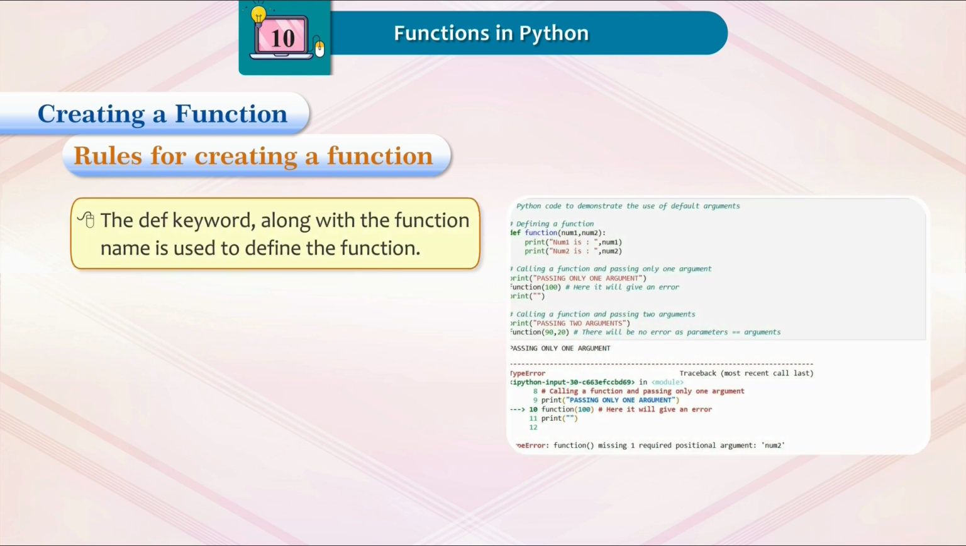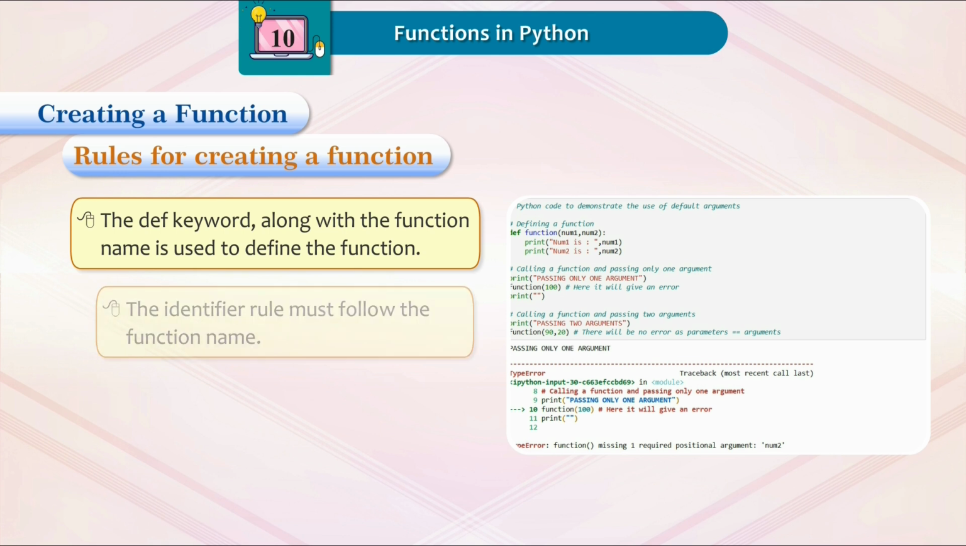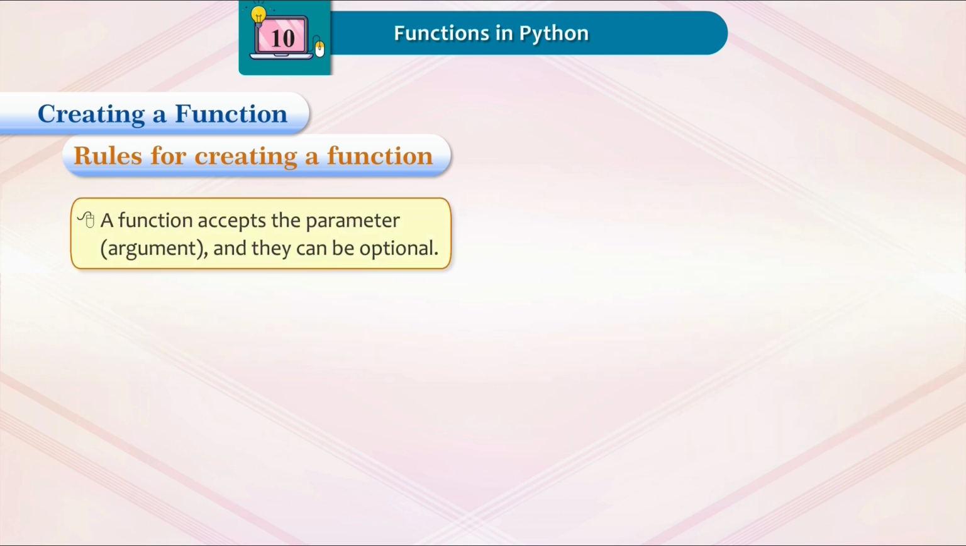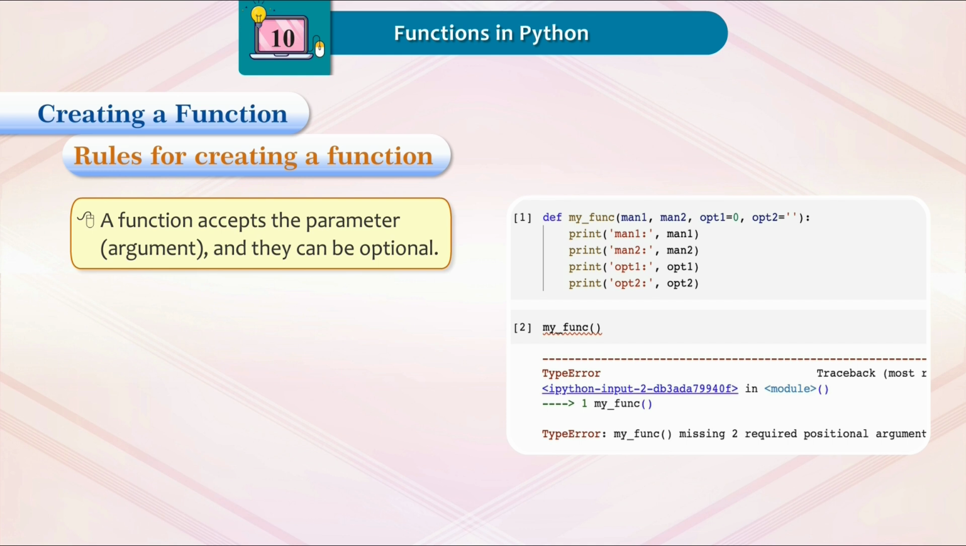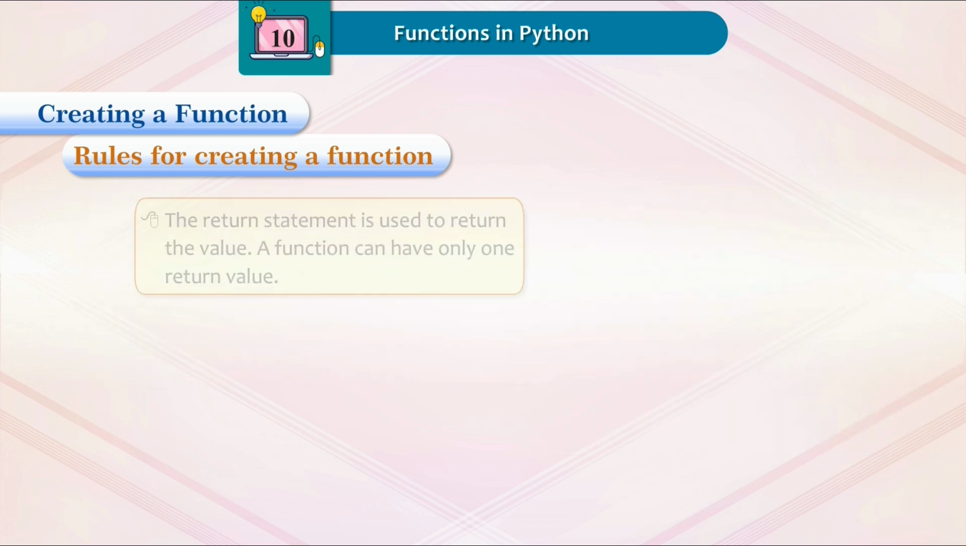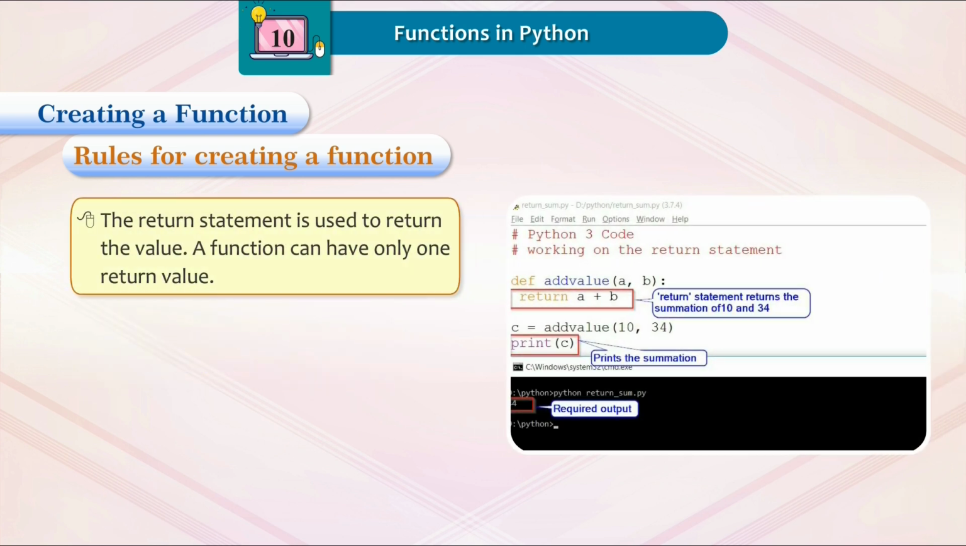Rules for creating a function. The def keyword along with the function name is used to define the function. The identifier rule must be followed by the function name. A function accepts parameters or arguments, and they can be optional. The function block is started with a colon, and block statements must be at the same indentation. The return statement is used to return the value. A function can have only one return value.